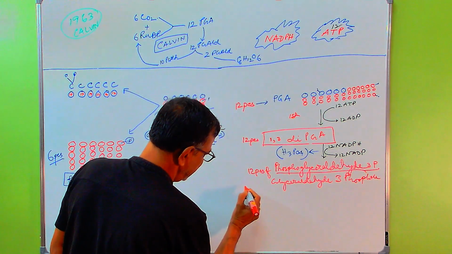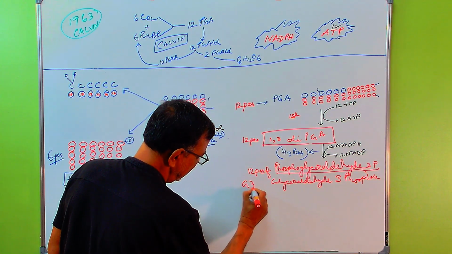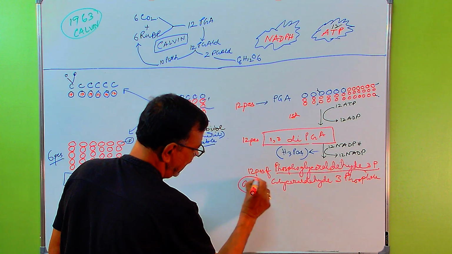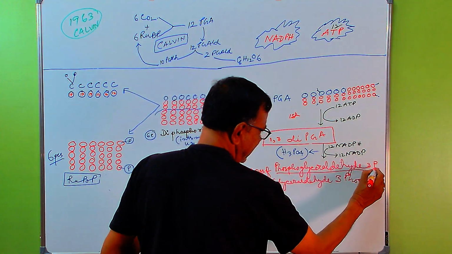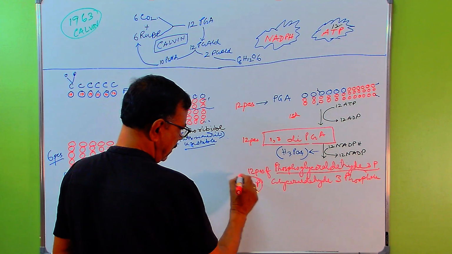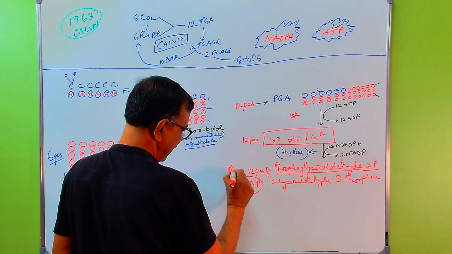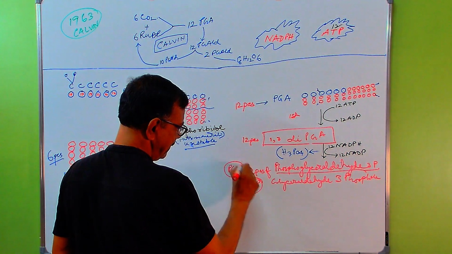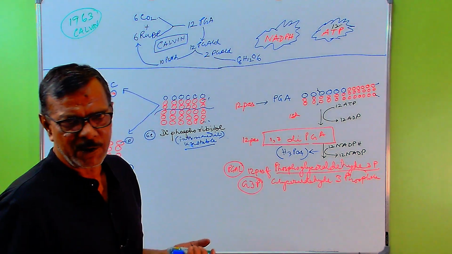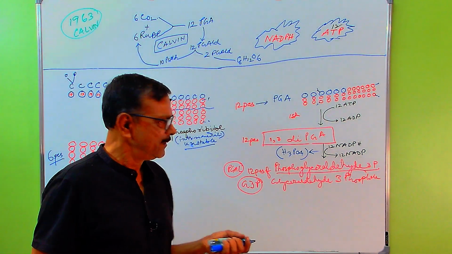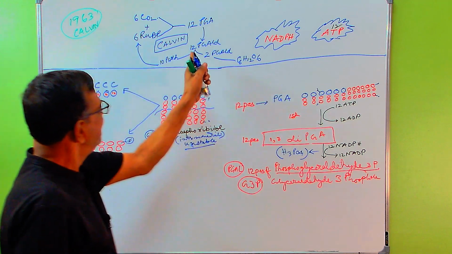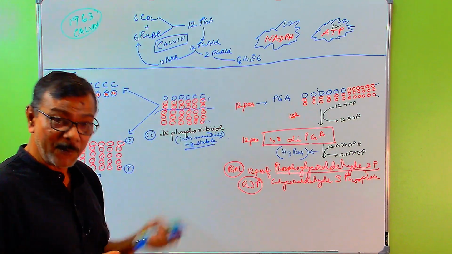This is known as G3P. This is known as phosphoglyceraldehyde 3-phosphate or simply PGA. As per your choice, you can name it. So, these 12 pieces of PGA have been produced.